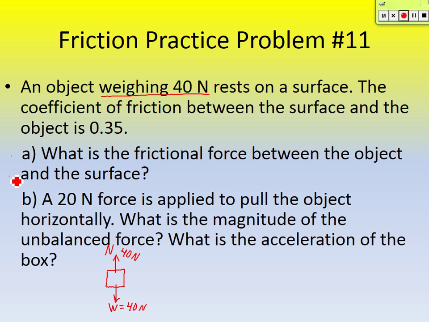The coefficient of friction between the surface and the object is 0.35. I want you to get in the habit of somewhere down by your free body diagram putting mu is equal to 0.35. So let's just make note of that. We might need it. In fact, we're going to use it later.